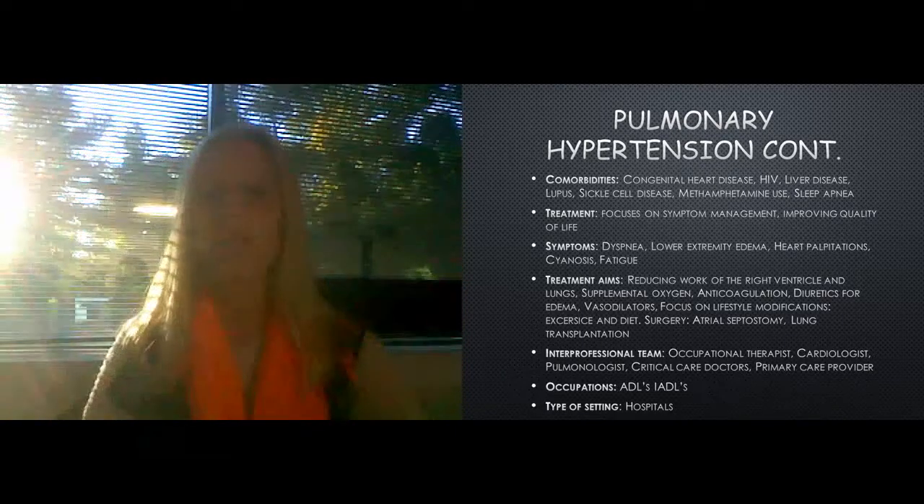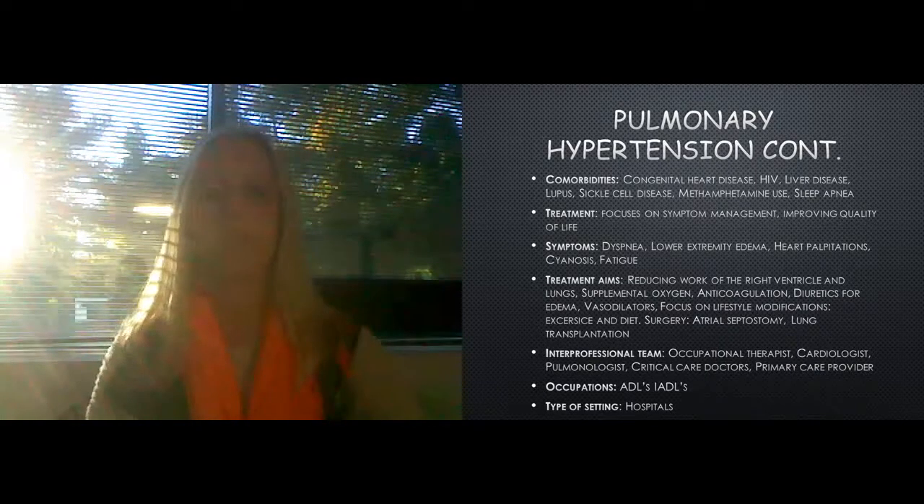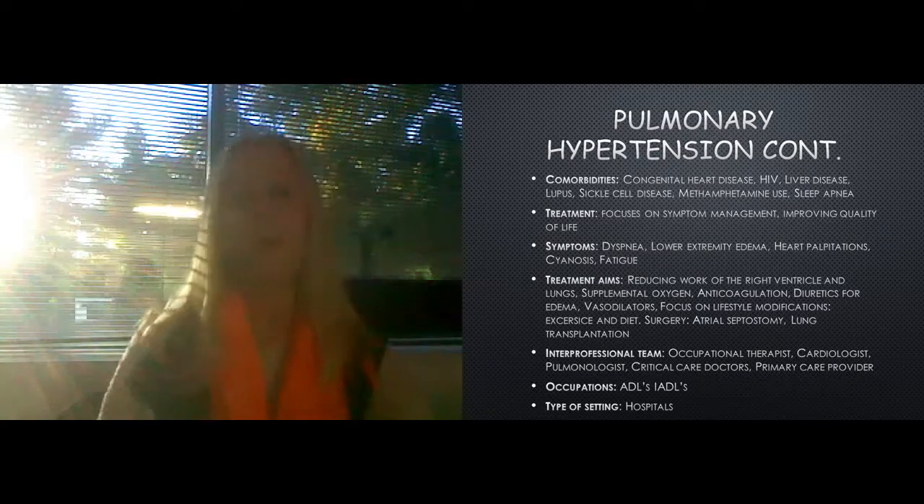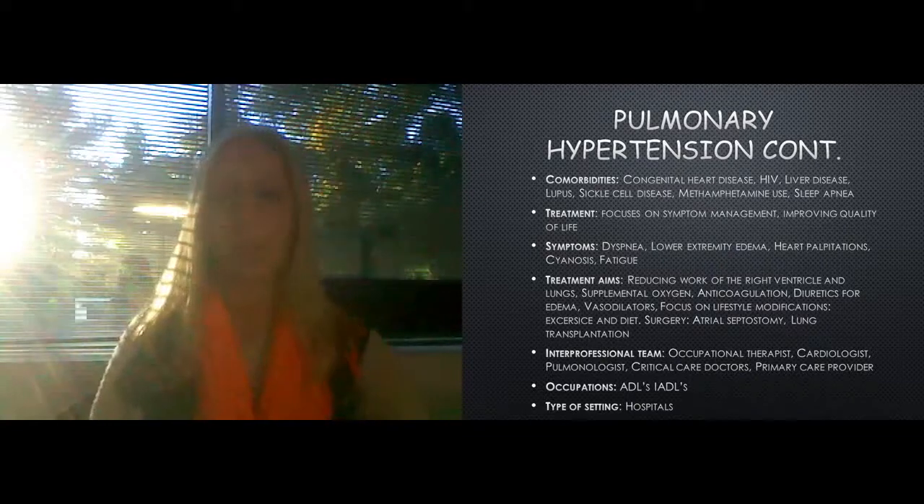Some symptoms are dyspnea, lower extremity edema, heart palpitations, cyanosis, and fatigue. And the treatment aims are like reducing work of the right ventricle and the lungs, and using supplemental oxygen, anticoagulation, diuretics for edema, vasodilators, and they want to focus on lifestyle modifications such as changing your exercise and diet. And some surgical procedures, you can have atrial septostomy and lung transplantation. Interprofessional team is OTs, cardiologists, pulmonologists, critical care doctors, and primary care providers.